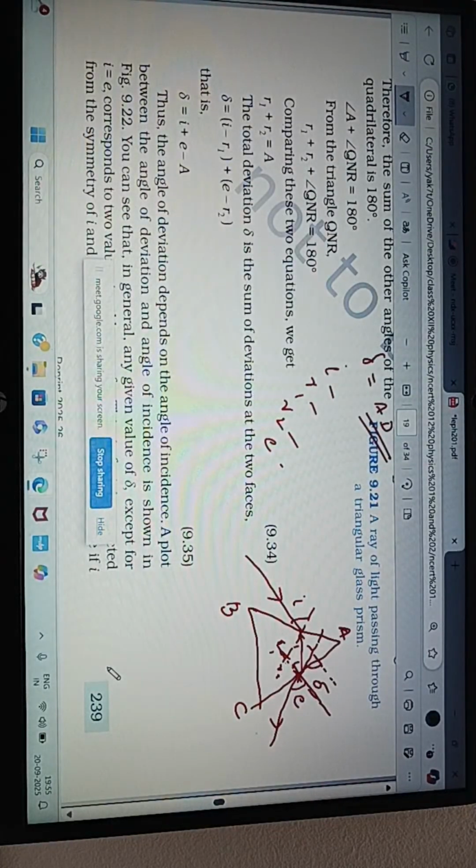Take time, don't worry. I want to see it perfect. Also write what is I, what is R1, what is R2, what is E, what is ABC. ABC is a triangular prism.